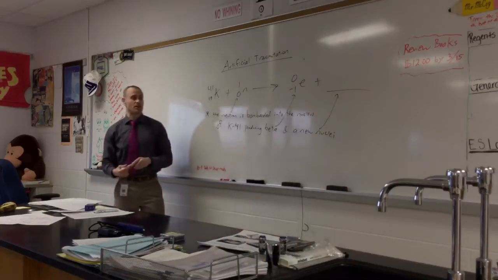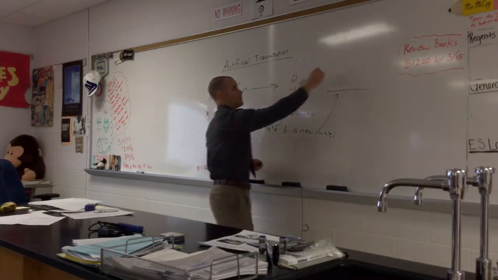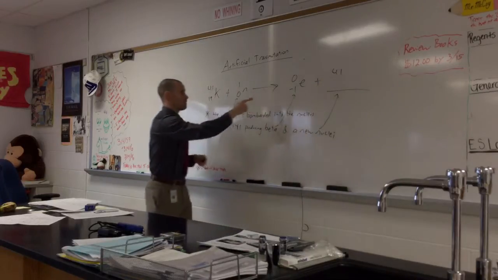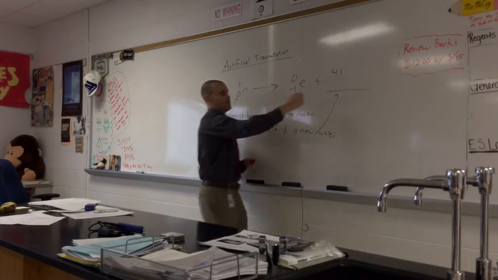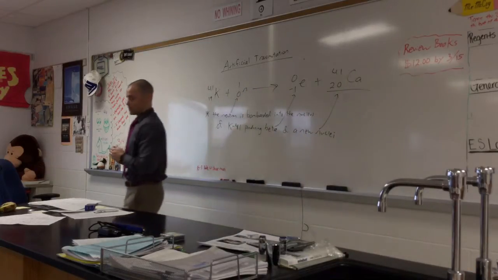That's the transmutation. So I'm just going to fill it in because the bell's going to ring. The top number is still going to be 41, but the bottom number is going to be 20, and that's Ca. So that's artificial.